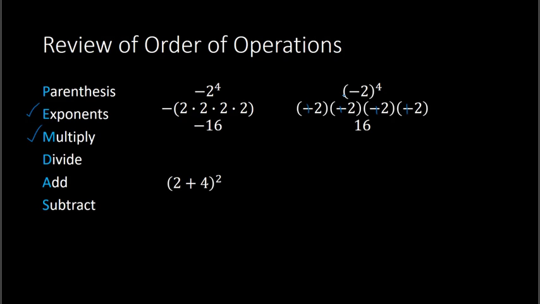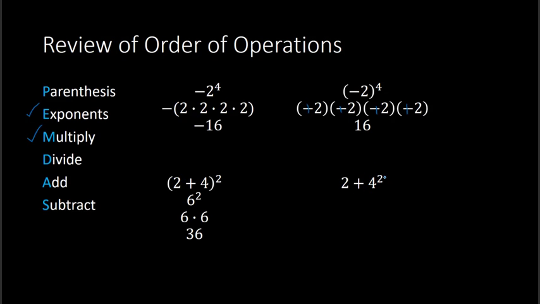Next we have (2 plus 4) squared. So we begin with parentheses. So we do the 2 plus 4 first to get 6, and then we square it, meaning we take 6 times 6, which would equal 36. And note the difference between that question versus this question.